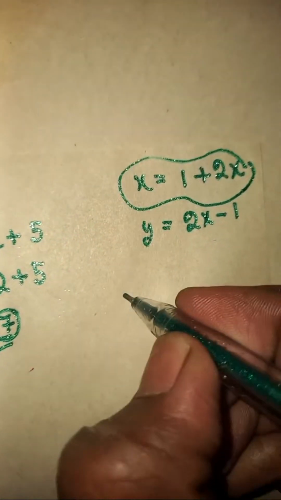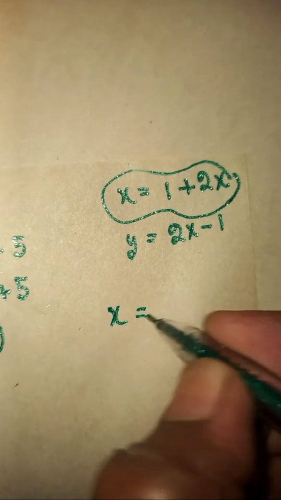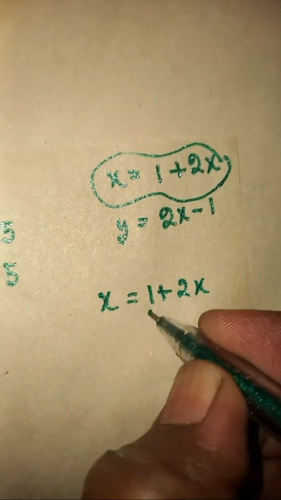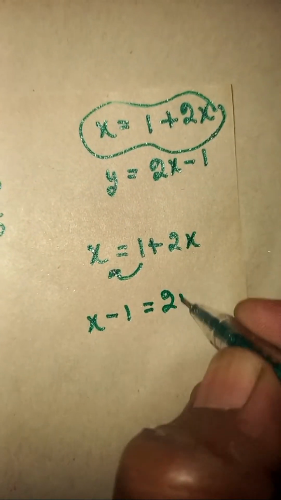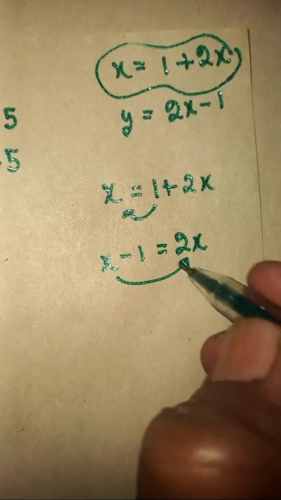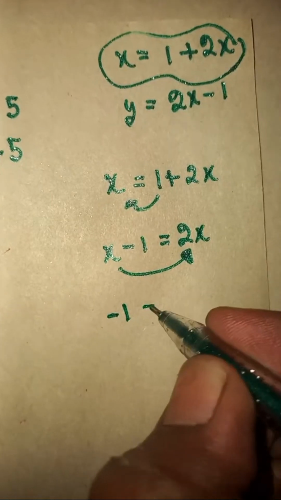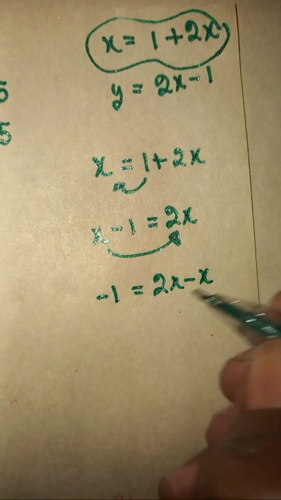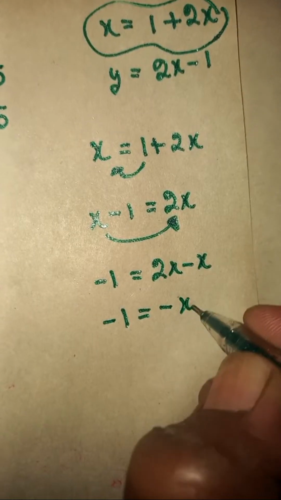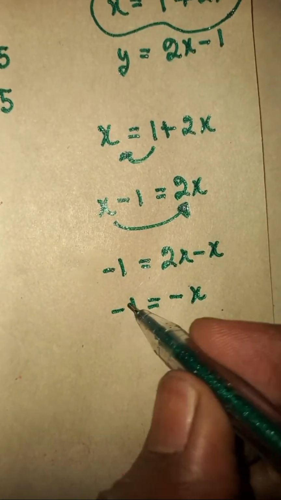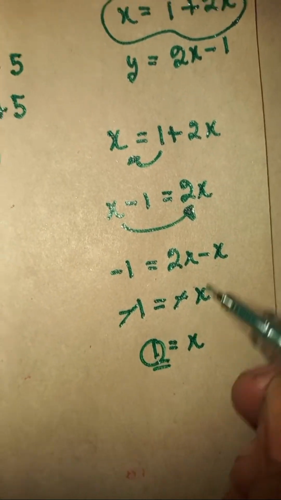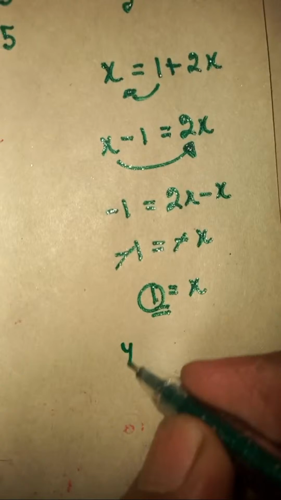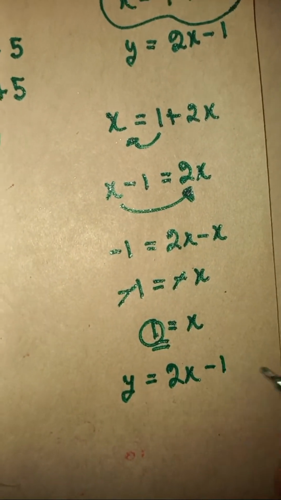That you can find it out. x equal to 1 plus 2x. Send this one this side, it becomes minus 1. x minus 1 equal to 2x, and this x send that side, it becomes minus x. Minus 1 equal to 2x minus x. Minus 1 equal to minus x. Both side has minus, so cancel the minus. x equal to 1. Let's find out y, they have given us 2x minus 1.